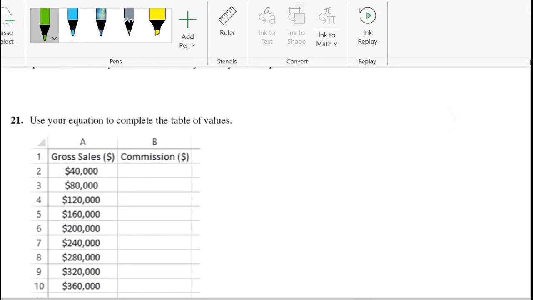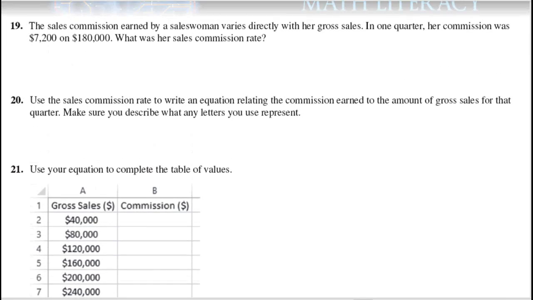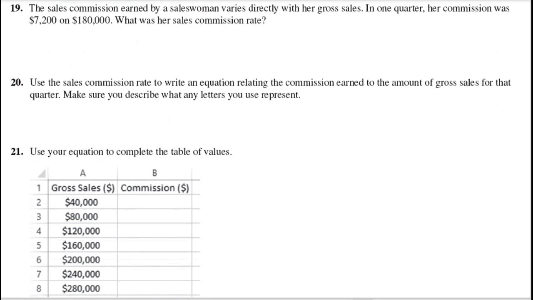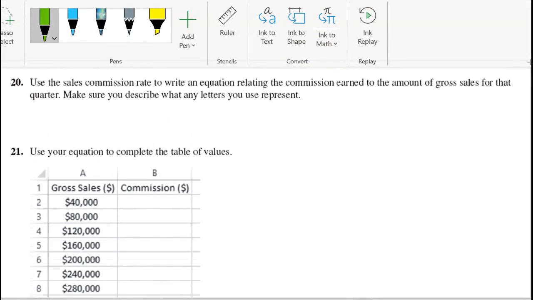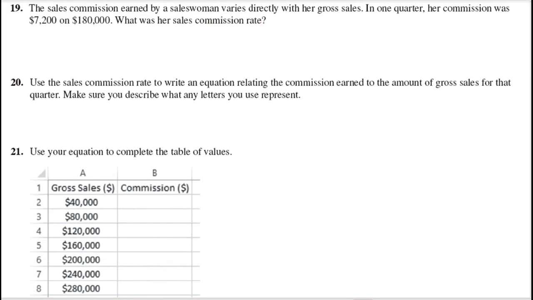Try question 19. Restart the video once you have an answer. The sales commission earned by a saleswoman varies directly with her gross sales. So in one quarter, her commission was $7,200 on $180,000. So what is her sales commission rate? So she sold a lot of stuff.